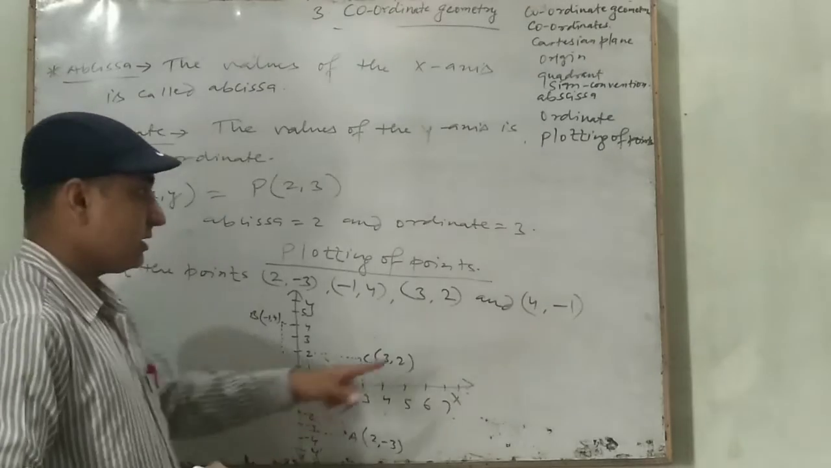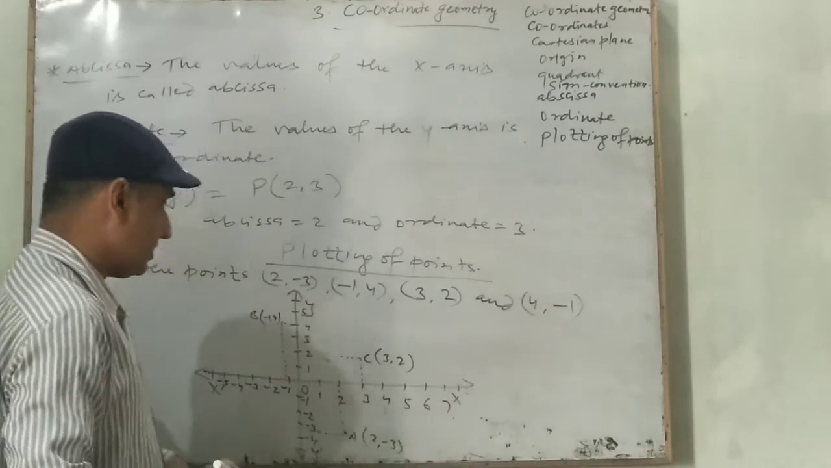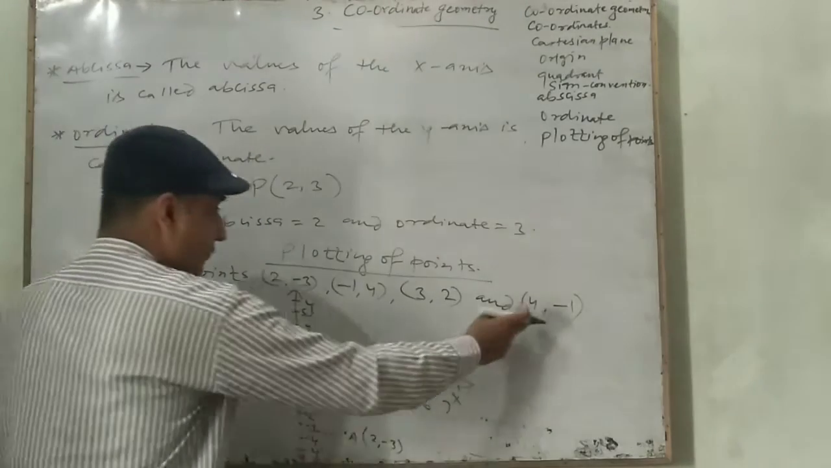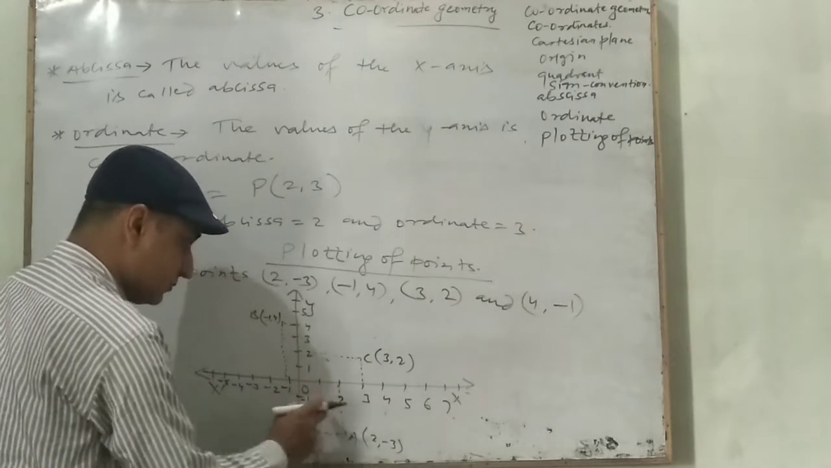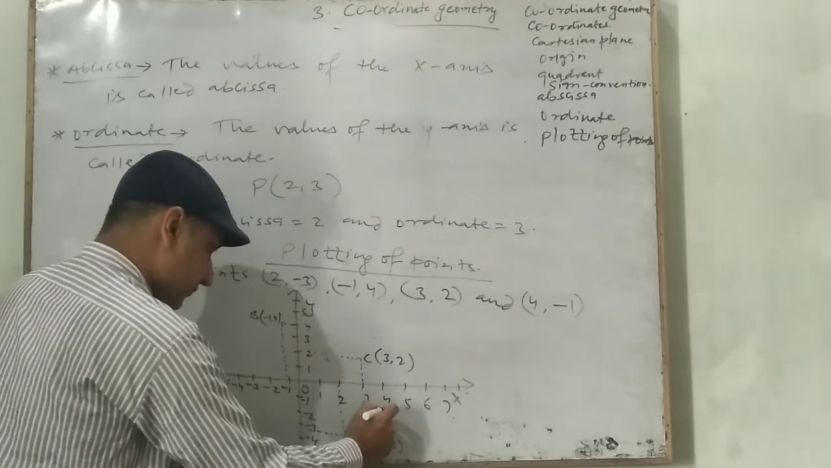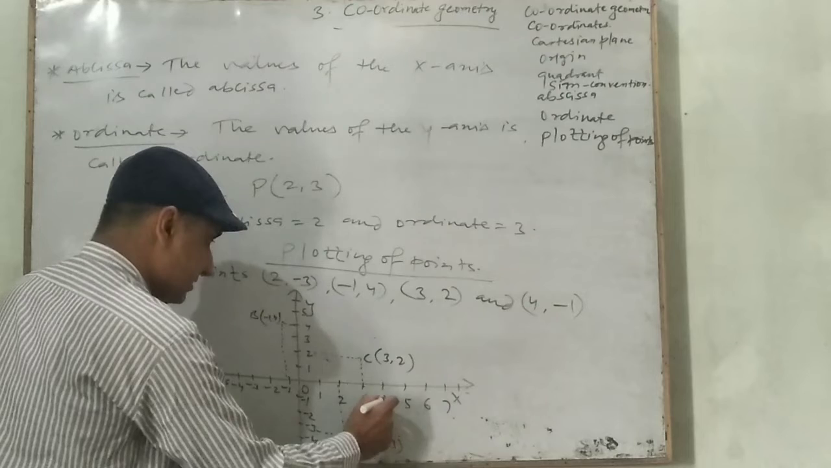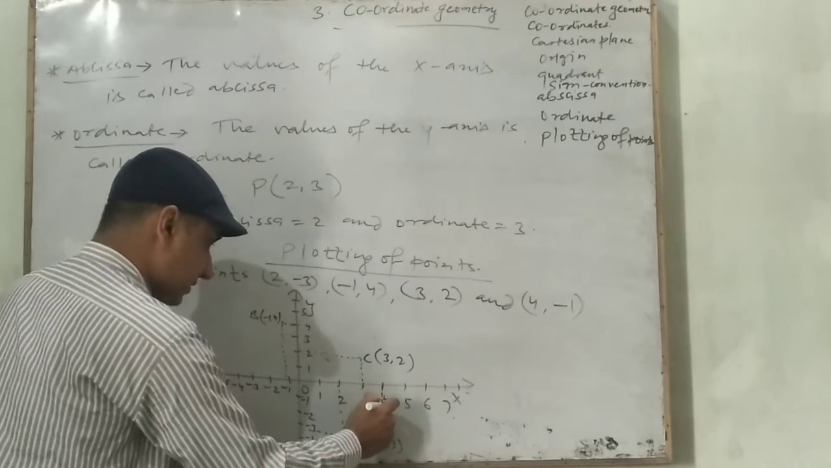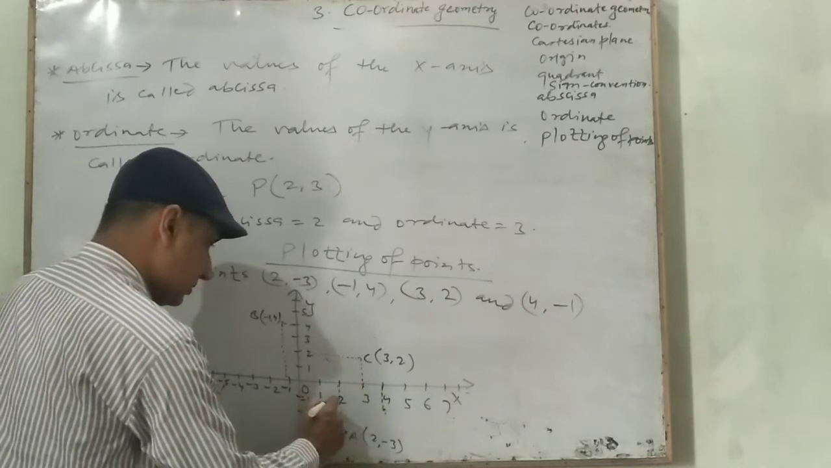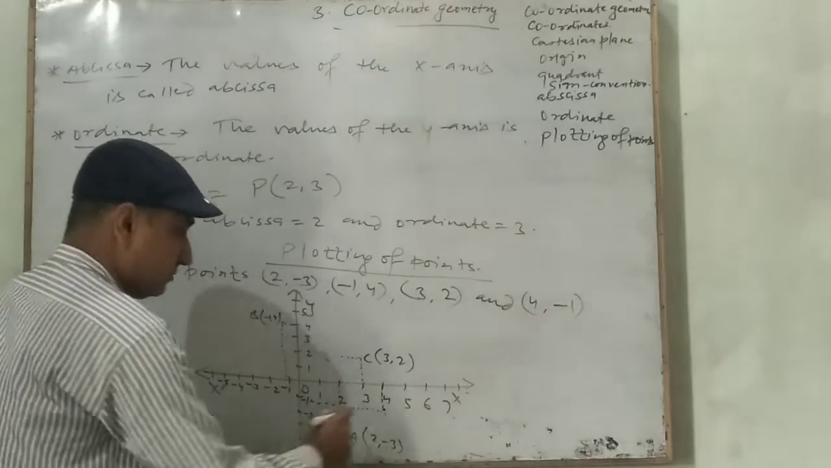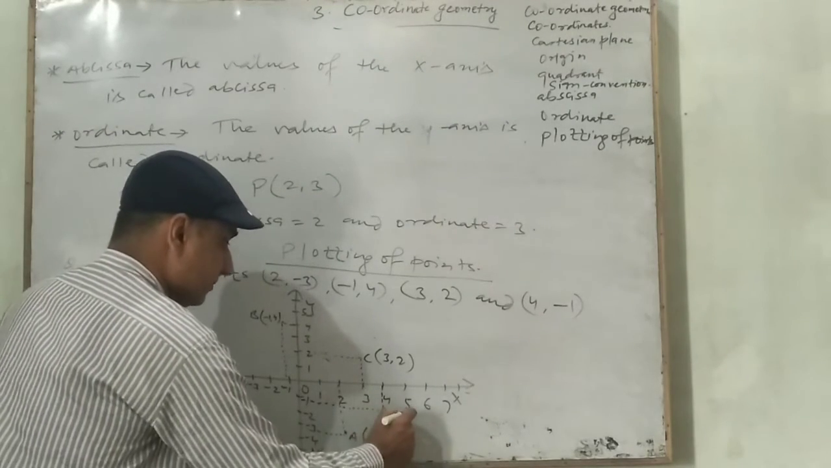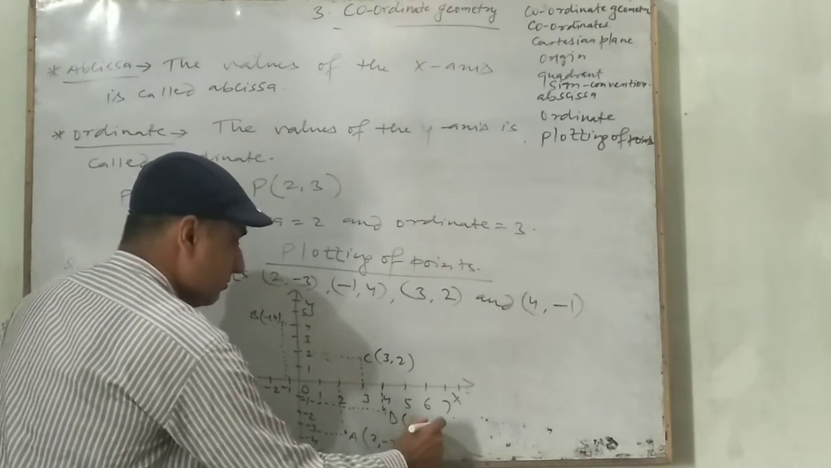And next is (4, -1). The value of x is 4, there is 4, and -1. There is -1. So this will be the point, and join this point with dotted lines from both 4 and -1. So this will be D (4, -1).